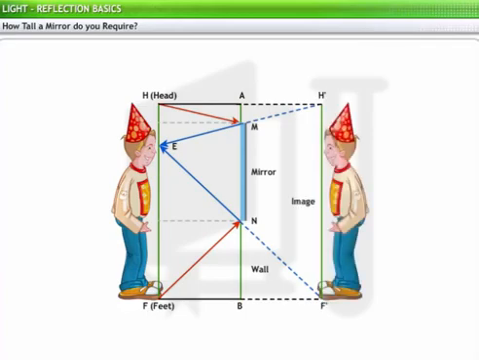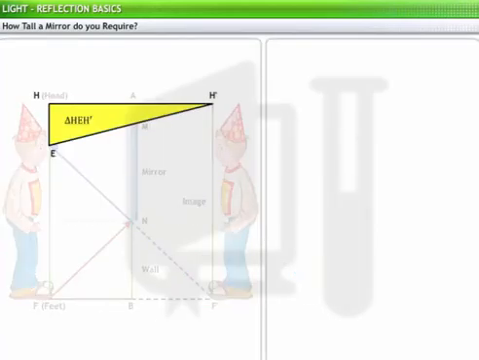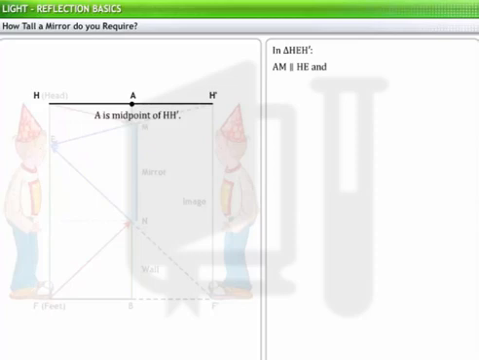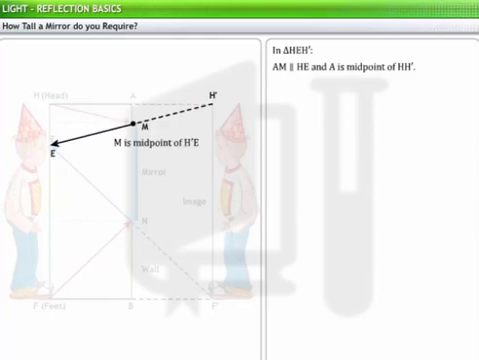These will form an image H', F' when produced backwards. In triangle HEH', AM is parallel to HE, and A is the midpoint of HH'. Therefore, M is the midpoint of H'E.